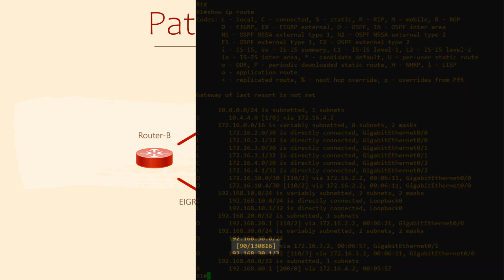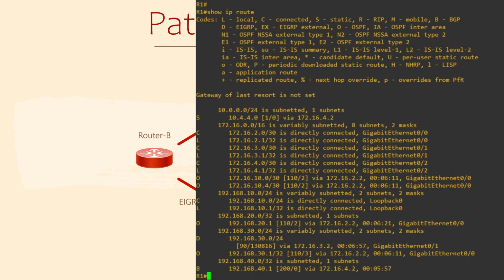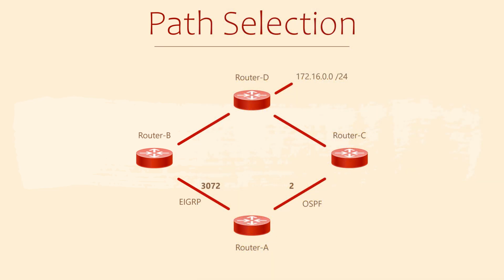Remember, this is the administrative distance, or AD. The router uses the AD to decide which routing protocol is best. When two routing protocols are offering the same route, the router chooses the one with the lowest AD. By default, a Cisco router prefers EIGRP rather than OSPF. Presumably, this is because Cisco made EIGRP and they trust it more. In our example, router A uses the EIGRP route when forwarding packets to 172.16.0.0.